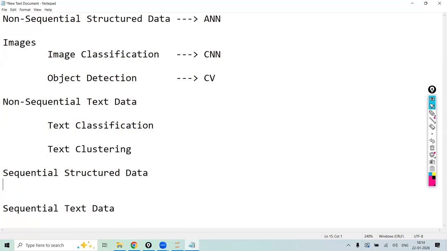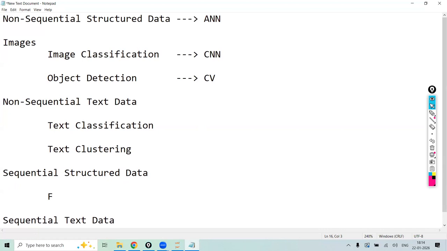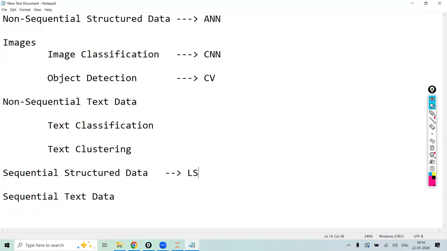Coming to the sequential structured data, structured means again a CSV file or Excel file. Here we are going to work on the model called LSTM. First we have to learn what is meant by RNN and LSTM. Once we understand RNN and LSTM, then we can move on to the next one.